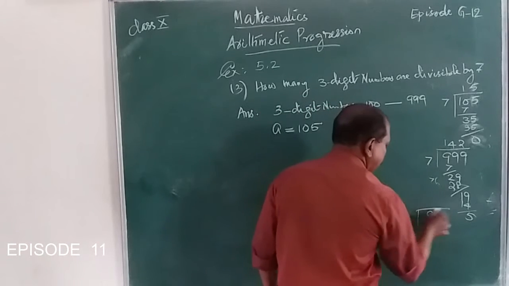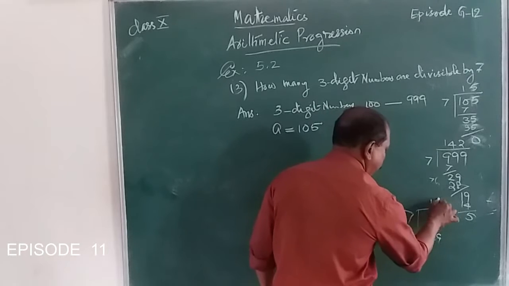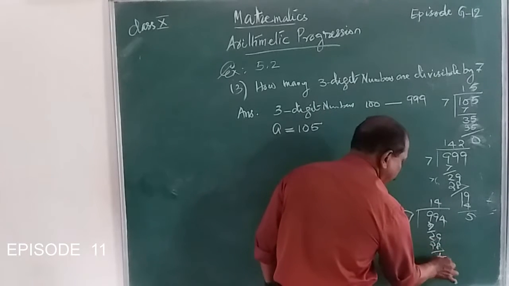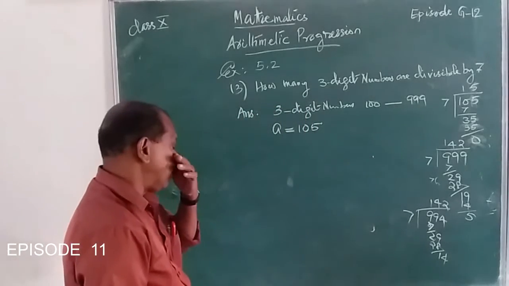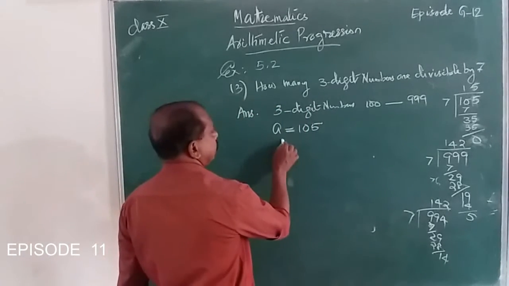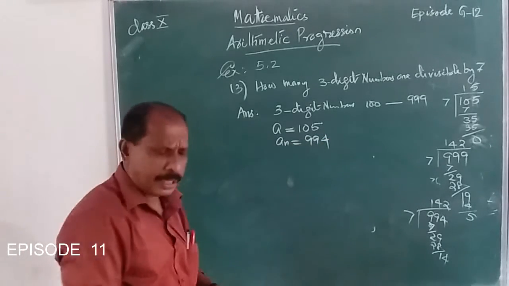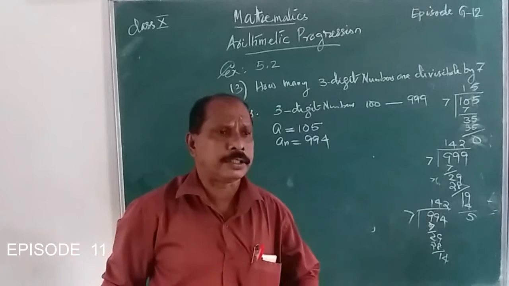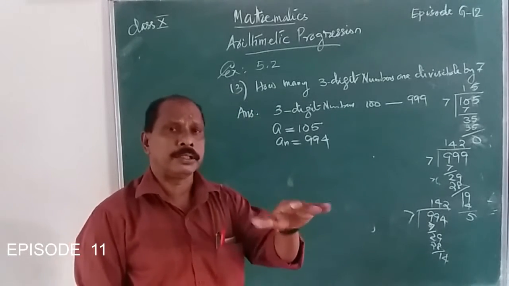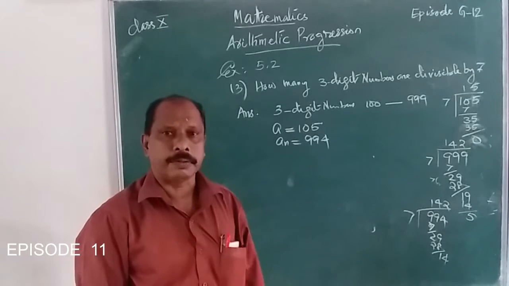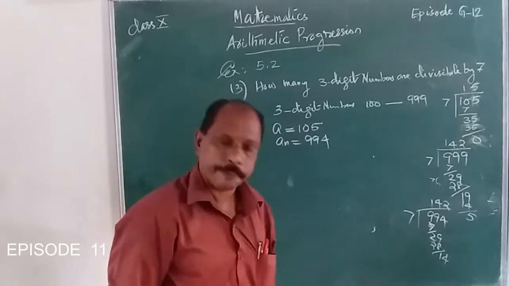Division: 7 ones are 7, 29, 7 fours are 28, remainder 14. Therefore, the last number is 994. That means all the numbers are multiples of 7. 1 seven is 7, 7 twos are 14, 7 threes are 21, 7 fours are 28, and so on.